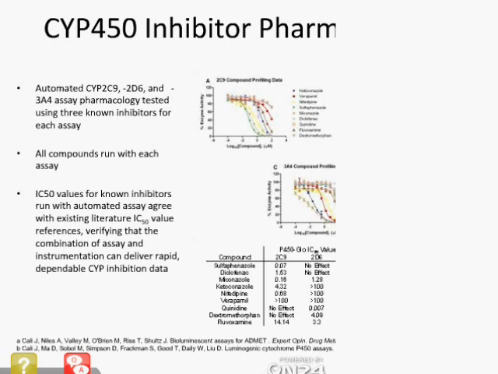And on the right, previously generated literature IC50 values are also included. By comparing the values generated with the automated assay to those previously generated, you can see that there's close agreement between the 2 values, which further validates the automated assay procedure and its ability to provide appropriate inhibitory data for lead compounds.